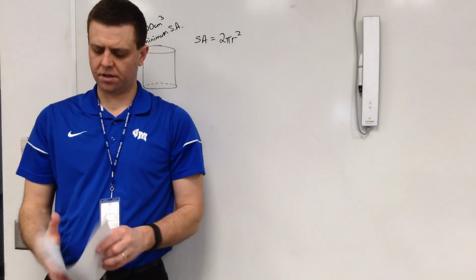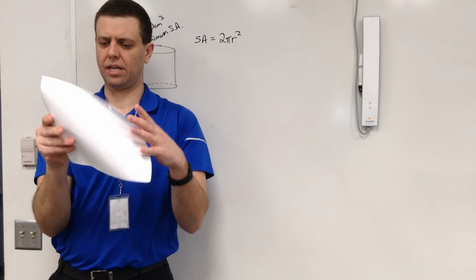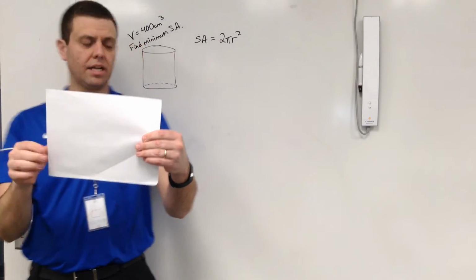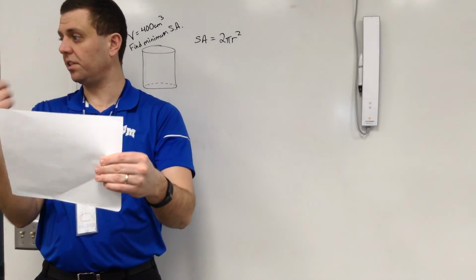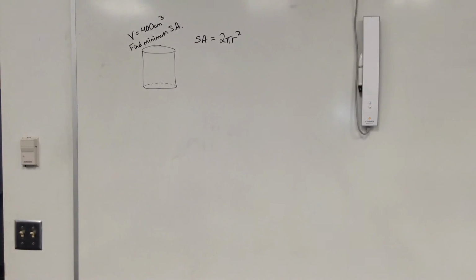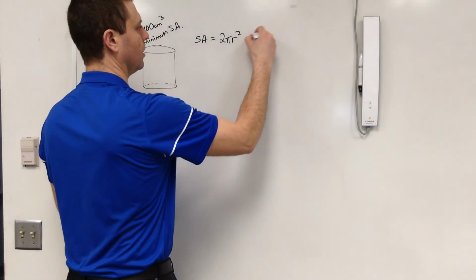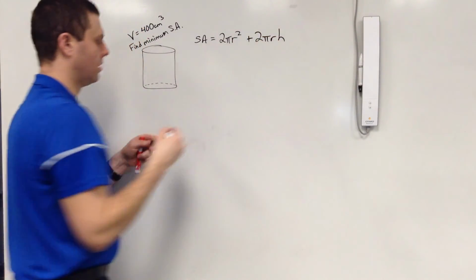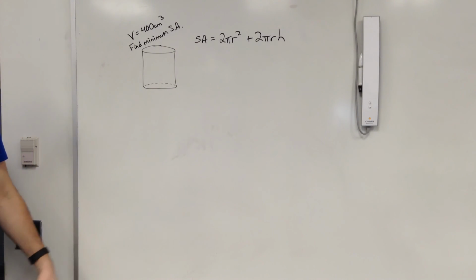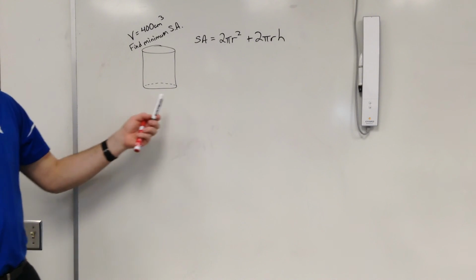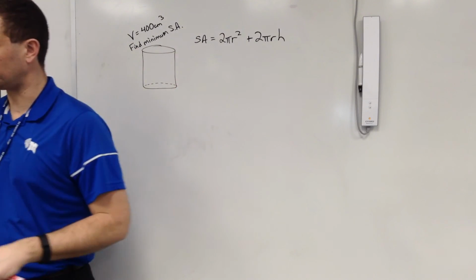Well, the area of the side of a cylinder is a rectangle. So you got a cylinder that looks something like this. The sides of the cylinder create a rectangle. The height of the rectangle is the height of the cylinder. The length right here of the rectangle is the circumference of the top circle. Circumference is 2 pi r. So 2 pi r times h would give you the surface area formula for a cylinder. Okay? So we need to figure out what r and what h to use to minimize our surface area.